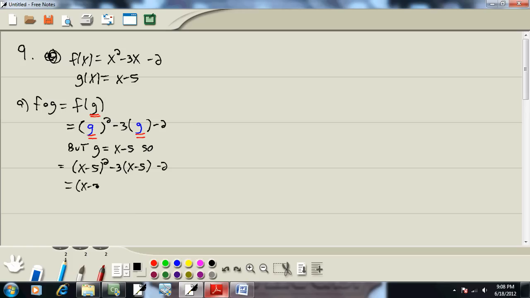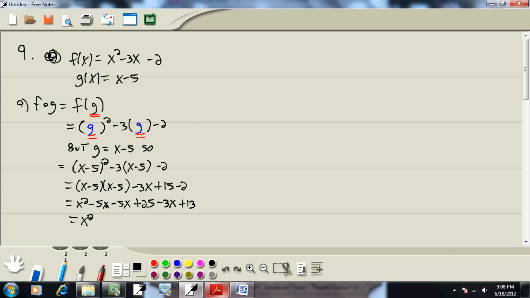x minus 5 squared means x minus 5 times x minus 5. Negative 3 times x is negative 3x. Negative 3 times negative 5 is a positive 15 minus 2. x times x is x squared. x times negative 5 is negative 5x. Negative 5 times x is negative 5x. And negative 5 times negative 5 is 25. FOIL, if you learned that method. Otherwise, we're just multiplying everything together. 15 minus 2 at the end gives us 13.